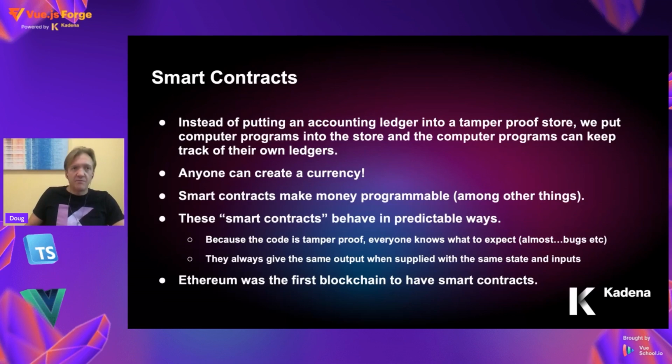Occasionally, there are bugs, which means that it behaves in a way we didn't expect. But as software people, we work to get a handle on that, and Kadena has its own solutions for that we think are much better than a lot of the other stuff. And Ethereum was the first blockchain to create this. Smart contracts are really just code in a blockchain.